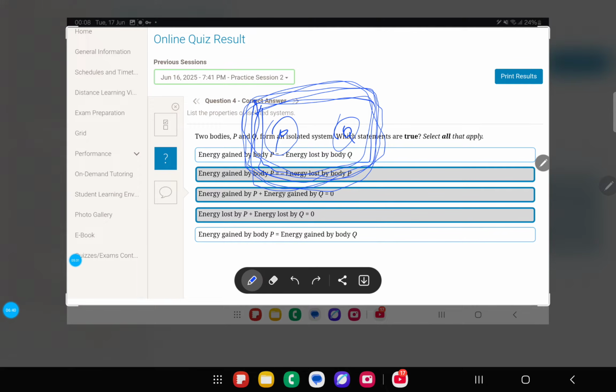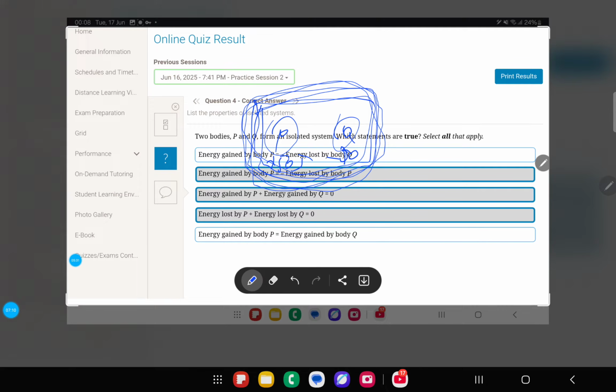Now, to give you a quick representation, this number is just an example. Okay, it's not something to be memorized. It's just a number. Let's say P gained 50 joules. Okay, let's say the system has 50 joules. P gained 50 while Q lost 50 upon interaction between the two. So once they interacted, P gained the 50 joules from the Q while Q lost the 50. So in other words, we can say that Q gained negative 50 and P gained positive 50.